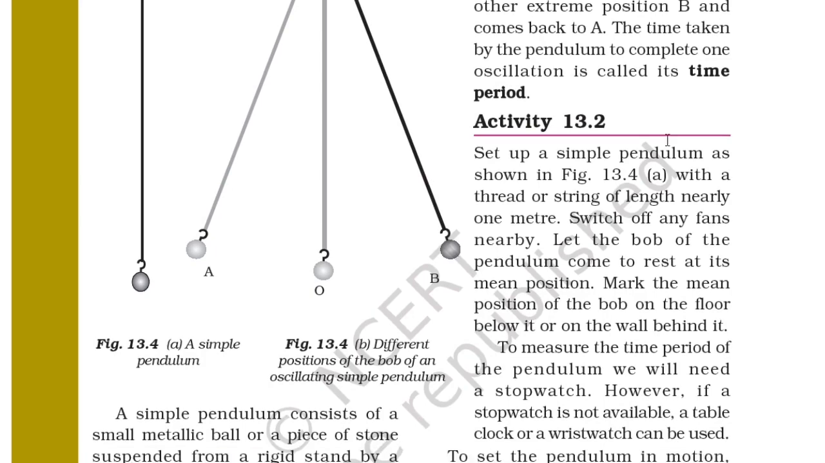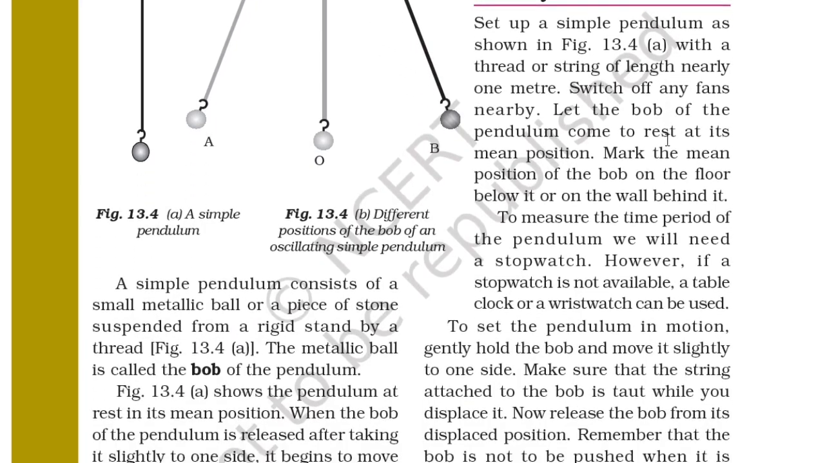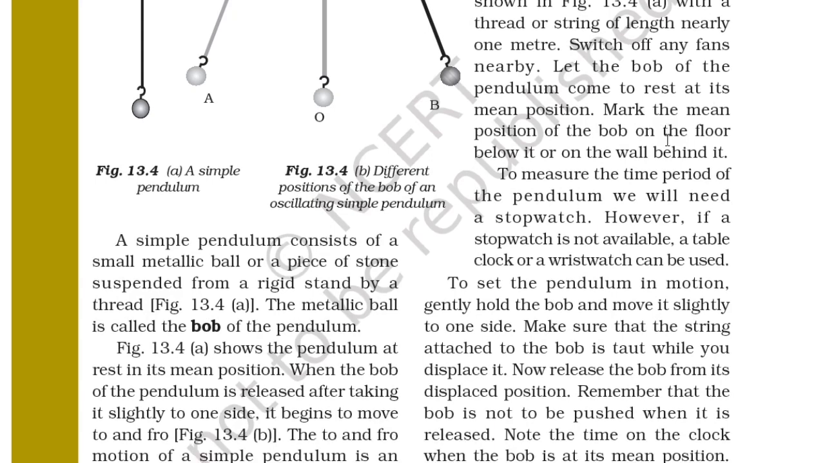Activity 13.2. Set up a simple pendulum as shown in figure 13.4a, with a thread or string of length nearly 1 meter. Switch off any fan nearby. Let the bob of the pendulum come to rest at its mean position. Mark the mean position of the bob on the floor, below it or on the wall behind it.